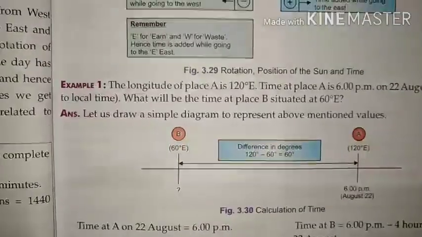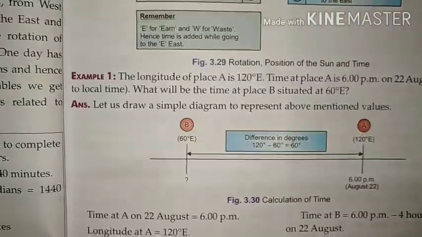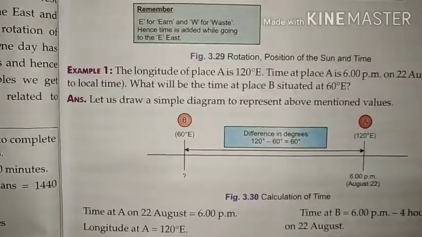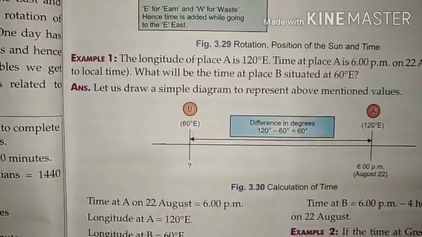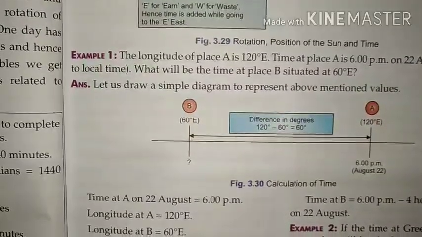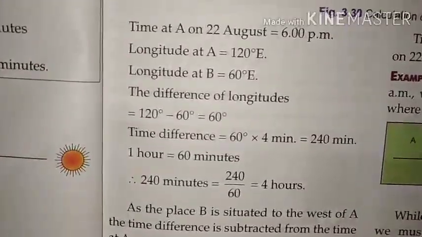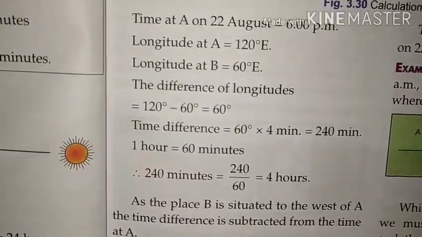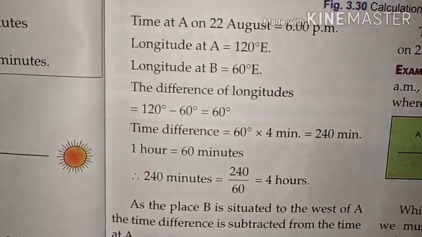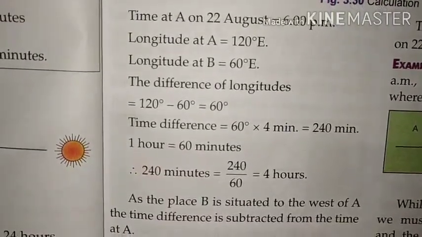So here one calculation is shown. You can see the longitude of a place is given there, 120 degrees east, and the time at place A is 6 p.m. on 22nd August according to local time. So what will be the time at place B situated at 60 degrees east? So here you can see, time at A on 22nd August is 6 p.m. Longitude at A is 120 degrees east and longitude at B is 60 degrees east. So both are in the east.